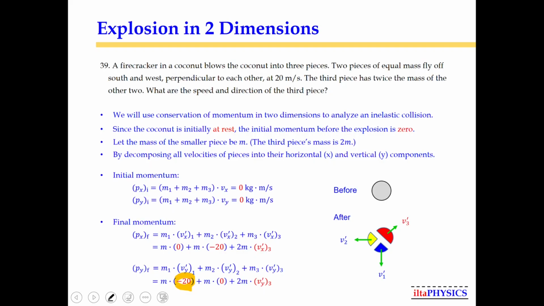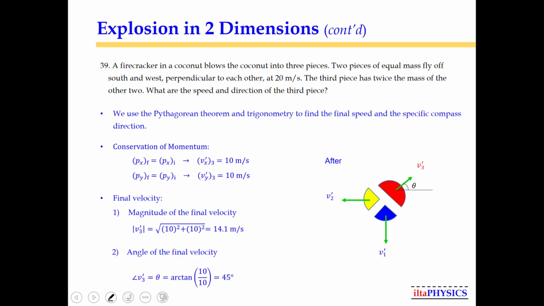In the same way, because the second piece is flying in the negative x direction, its x and y velocity components are minus 20 meters per second and 0, respectively. Make sure you clearly understand why one is negative and the other is 0. For the third piece we're looking for, the mass is 2m and the velocity is an unknown variable. Let's move on to the next step in the following slide.